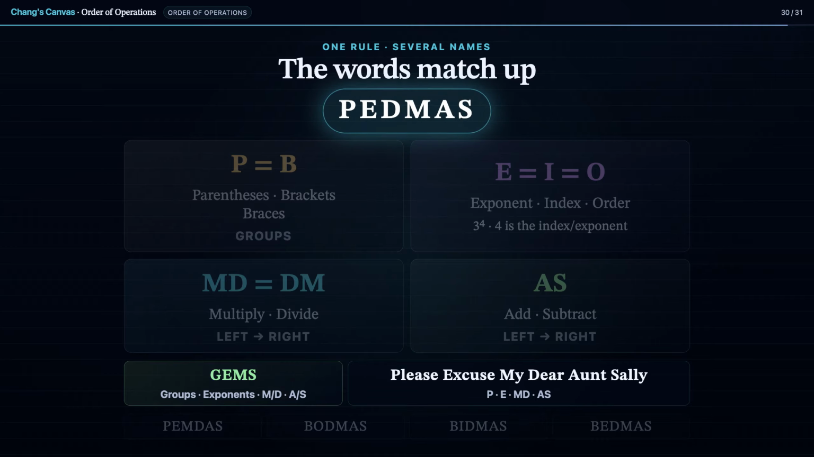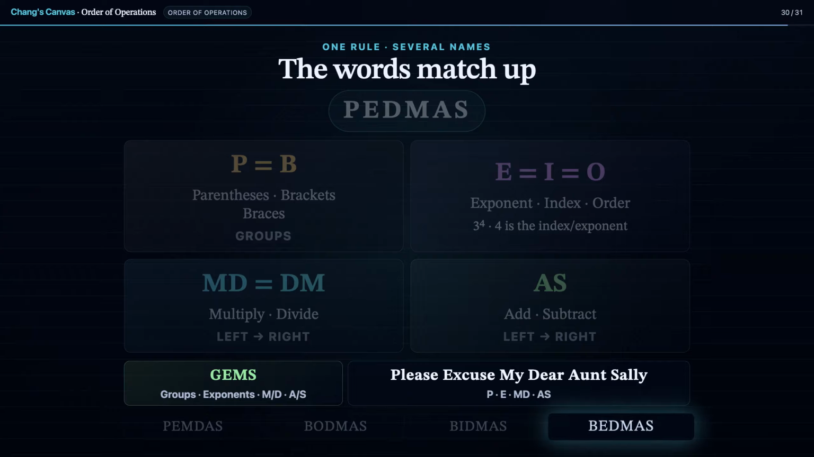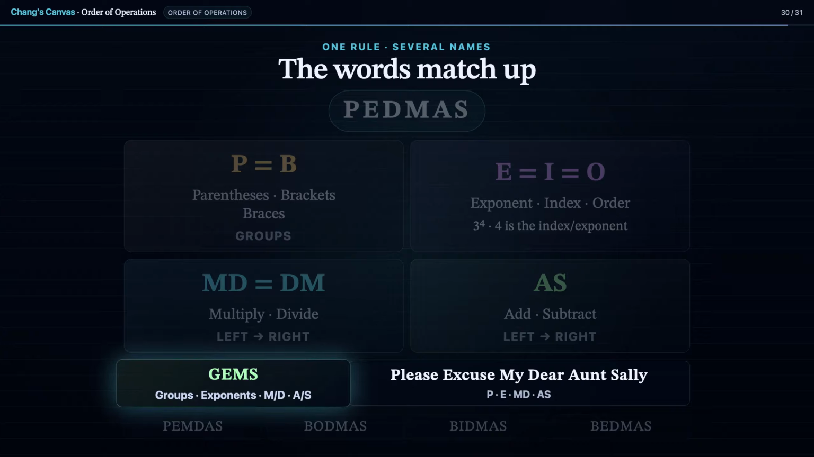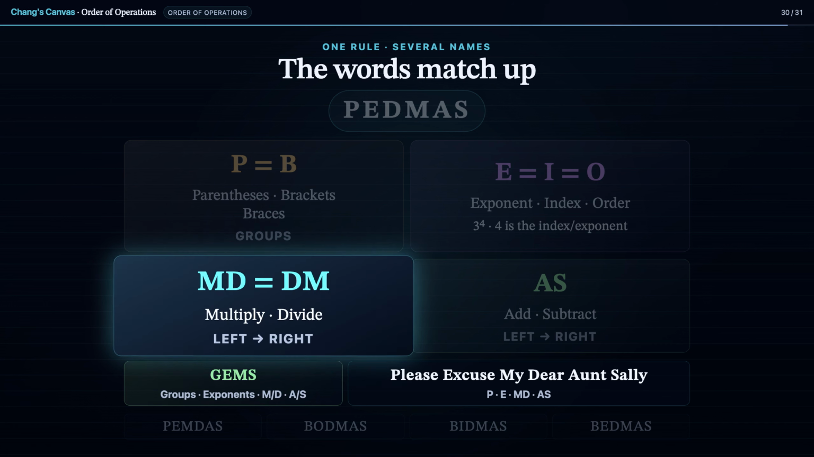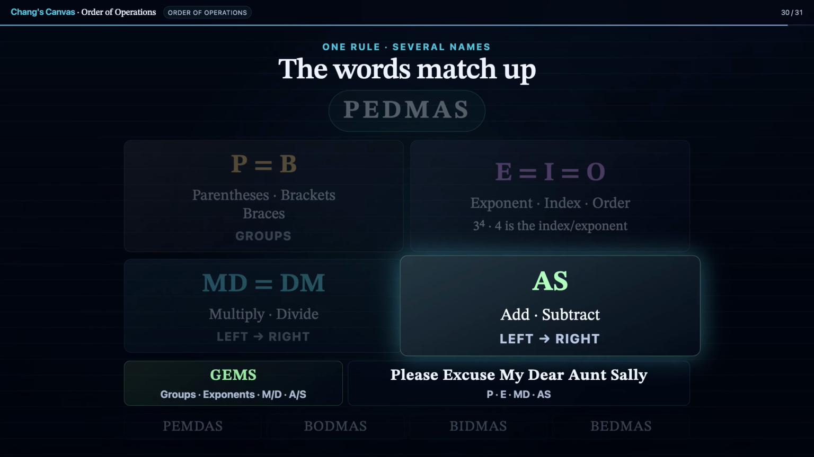Alongside PEDMAS, you may hear PEMDAS, BODMAS, BIDMAS, or BEDMAS. Two more memory tools are useful. GEMS stands for grouping, exponents, multiplication, and subtraction. Here, M represents the whole multiplication and division tier, and S represents the whole addition and subtraction tier, so the equal priority partnerships stay intact.